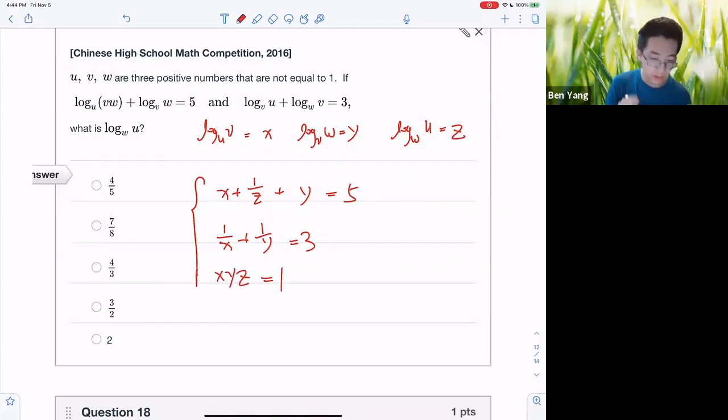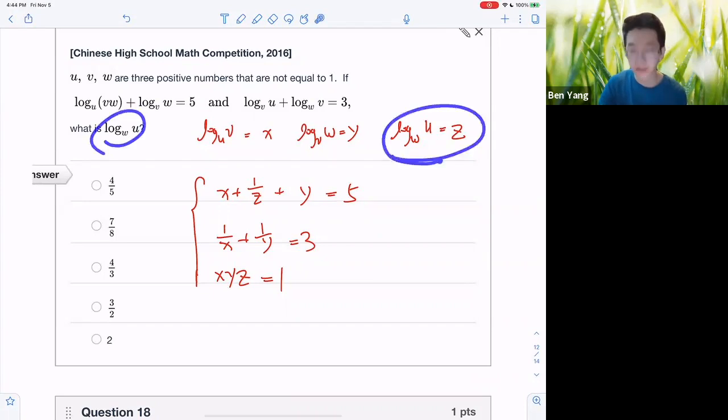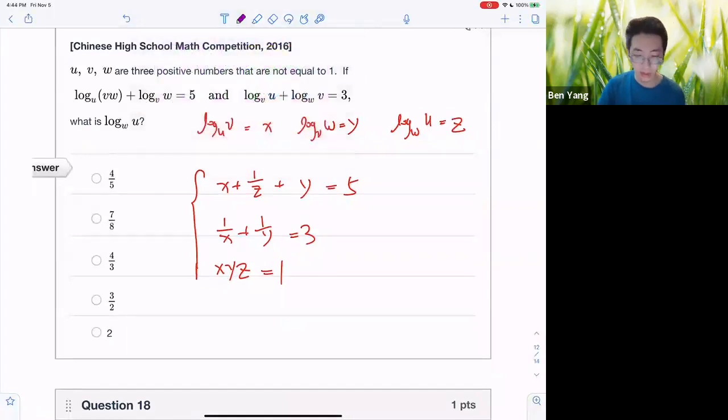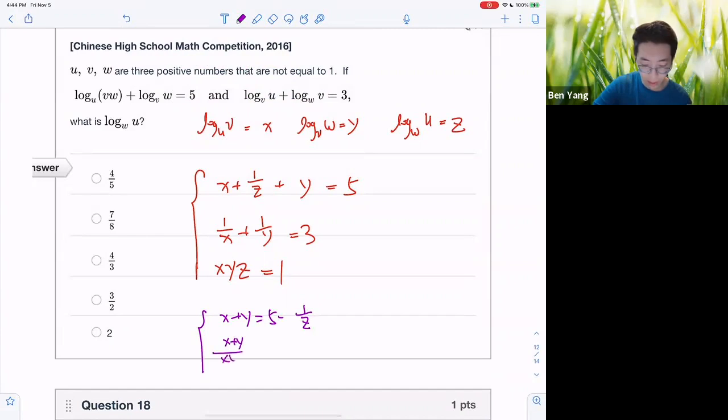Okay, we're trying to find the value of Z, right? Log W of U, that's the value of Z. So let's see what we know about Z. We know X plus Y is 5 minus 1 over Z. We also have X plus Y divided by XY is equal to 3. We also have XY is equal to 1 over Z.